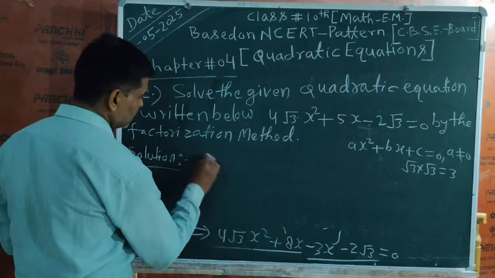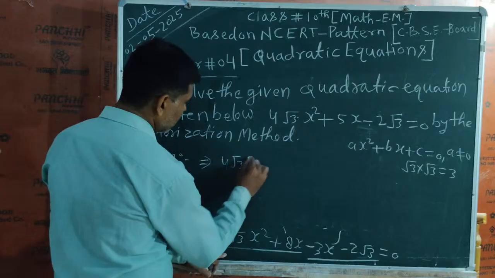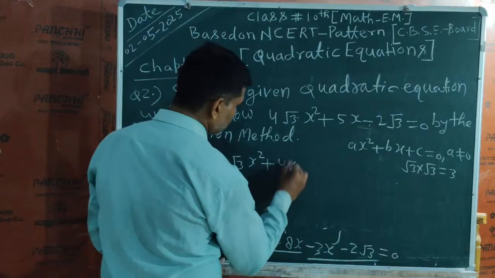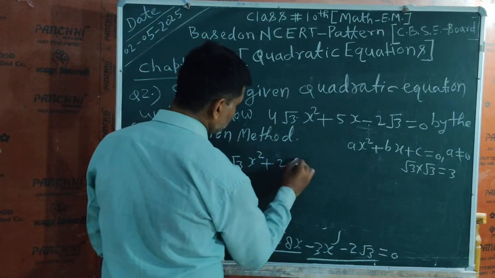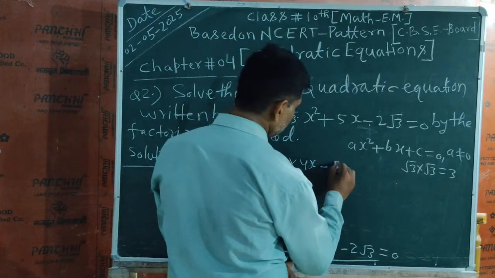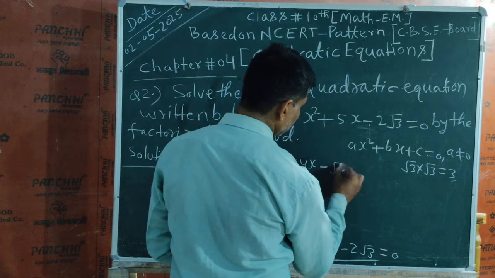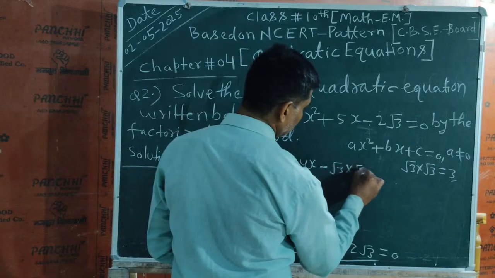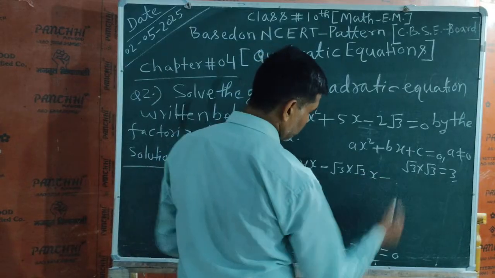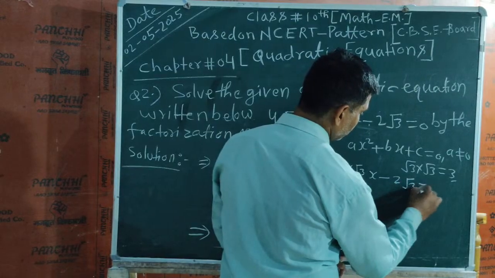Now here I will write: 4 into root 3 x square, and here 4 into 2 into 4x. Now here the minus sign is available, so in the place of 3, I can write root 3 into root 3, and here x is available, so I will put that. Now here minus 2 root 3 is available, so I will put minus 2 root 3.